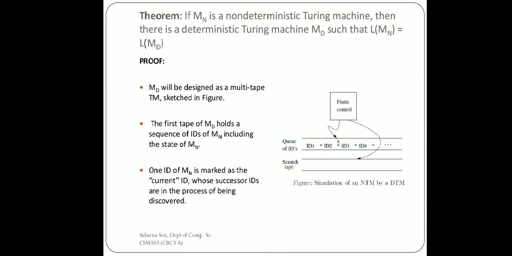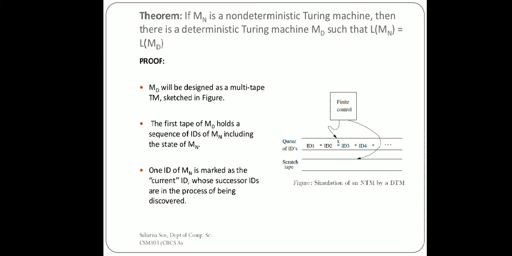Here, the first step of MD, which is a deterministic Turing machine. There you can see several IDs written: ID1, ID2, ID3, ID4, right? So it is the first step of MD. It is holding a sequence of IDs of Mn, including the state of Mn. What is the meaning of an ID? We know what an ID consists of.